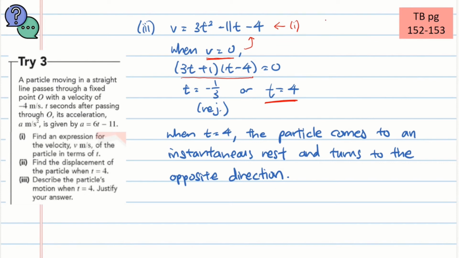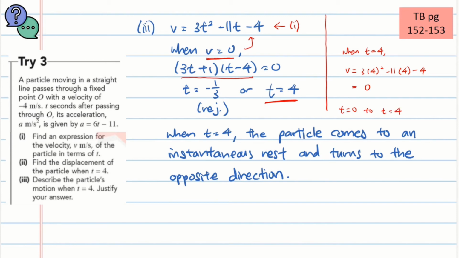You may be wondering, why don't I just take t equals 4 and find out what the velocity is? Essentially my velocity will be equal to 0, and then you can conclude that when v equals 0, the particle comes to instantaneous rest and then it will turn. However, we want to make sure that from time equals 0 to time equals 4, this is the only turn that it makes.